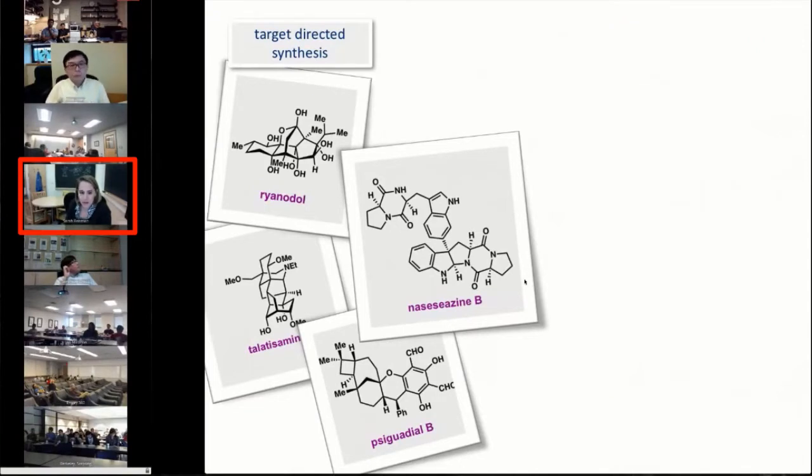And I thought I would start with an overview of our group and our interests, and then tell you a few stories where we've been able to use CH functionalization and total synthesis.